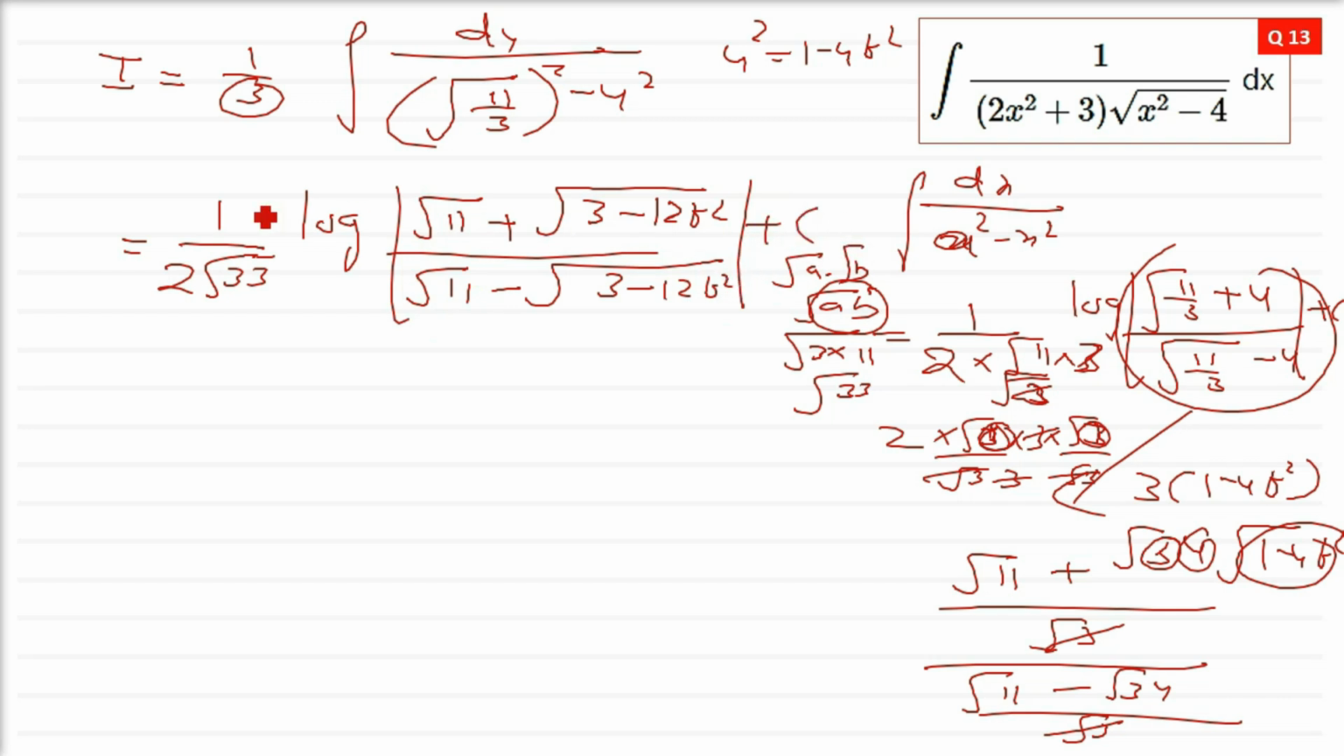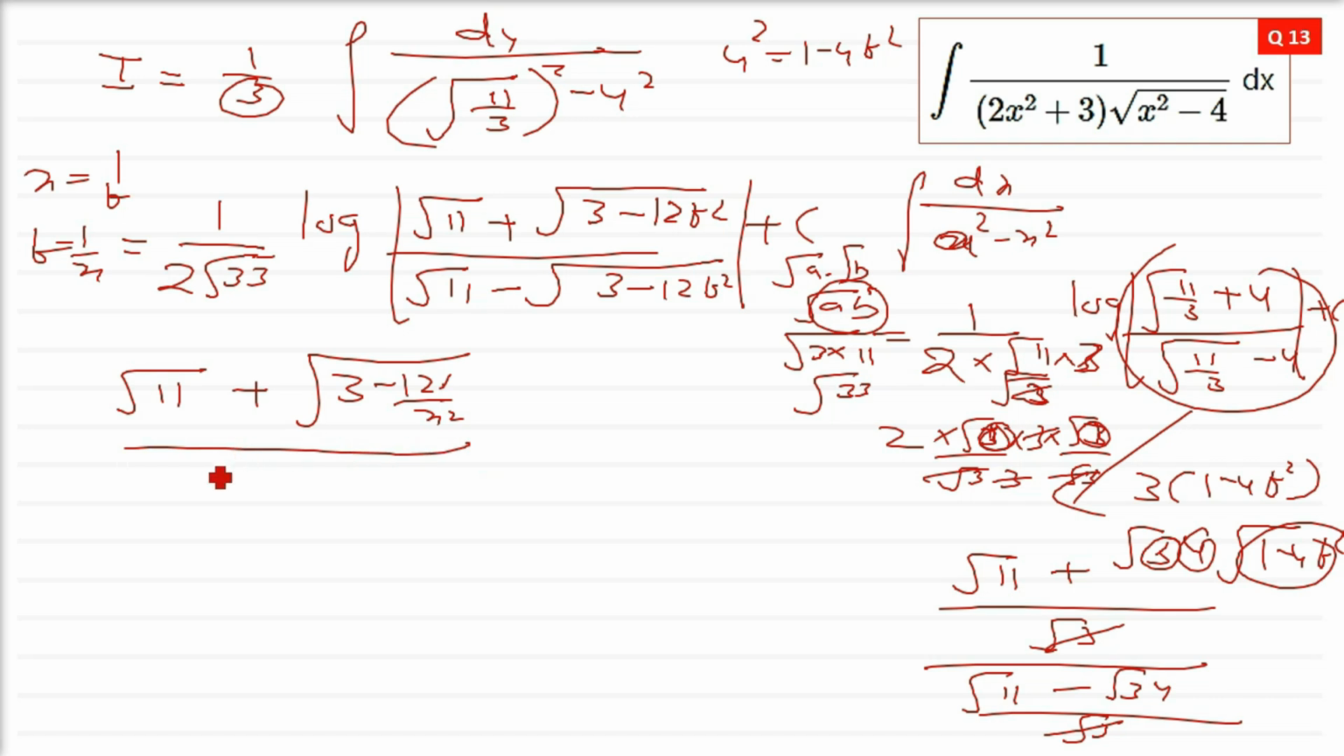Now one more replacement is required, because x was taken as 1 by t earlier. So just replace t by 1 by x. I'm just showing you the inside of the log. So under root 11 plus under root 3 minus 12 by x square, and the same here, under root 11 minus under root 3 minus 12 by x square. Let's take the LCM. First, 3 minus 12 by x square will be 3x square minus 12. In the denominator it will be under root x square, which will form x only, because it is under root.